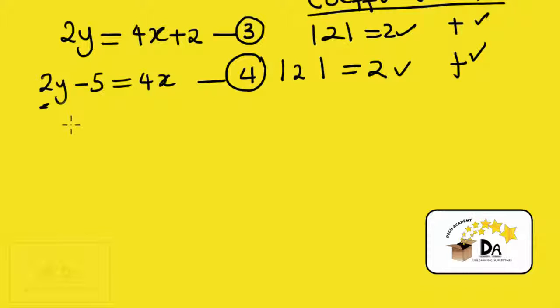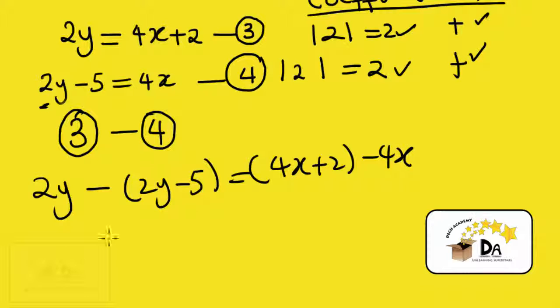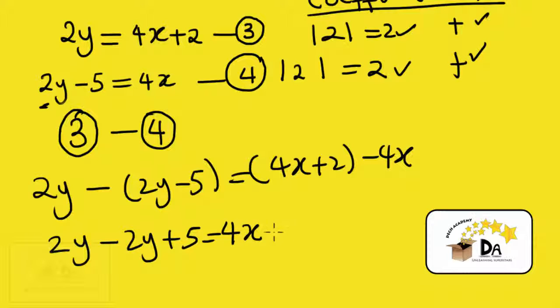So there are two things. Anyway, now carrying out the subtraction, equation 3 minus equation 4 will cause the variable y to be eliminated. Looking at the left hand side, we have 2y minus 2y minus 5. And the right hand side subtraction gives 4x plus 2 minus 4x. Simplifying gives 2y minus 2y plus 5 equals 4x plus 2 minus 4x. As you can see, y doesn't appear on the right hand side, but only appears on the left hand side.